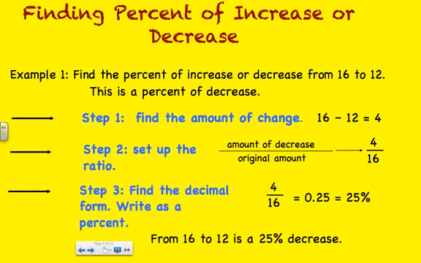And step 3, find the decimal form. Basically here what you're doing is either set it up as a percent proportion to get the percent, or you can do Neato and then take the decimal and turn it into a percent by moving 2 spaces to the right. So a change from 16 to 12 is a percent decrease of 25%.